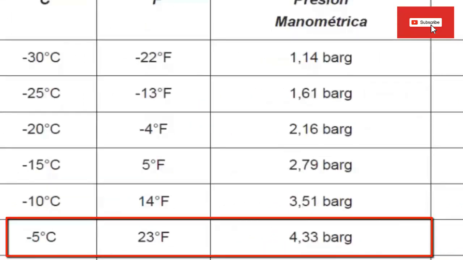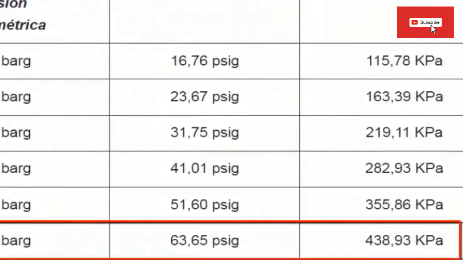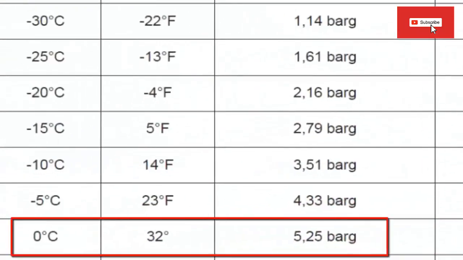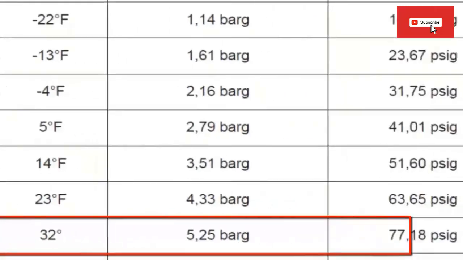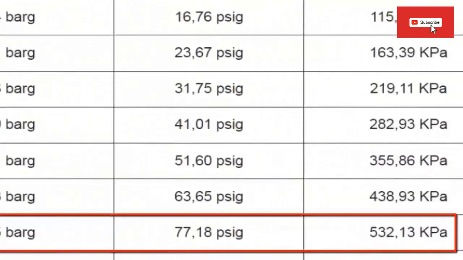3. To reach a temperature of -5 degrees Celsius in the evaporator, equivalent to 23 degrees Fahrenheit, a low gauge pressure of 4.33 bars is required, equivalent to 63.65 psi, or 438.93 kilopascals. 5. To reach a temperature of 0 degrees Celsius in the evaporator, equivalent to 32 degrees Fahrenheit, a low gauge pressure of 5.25 bars is needed, equivalent to 77.18 psi, or 532.13 kilopascals.